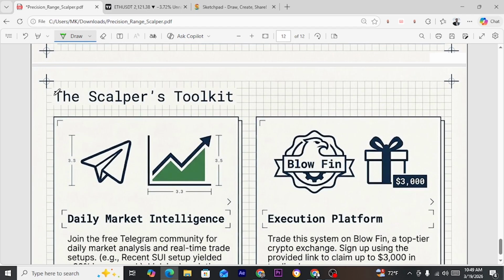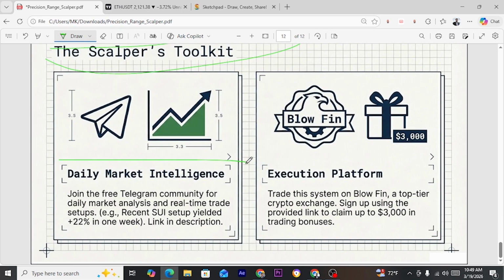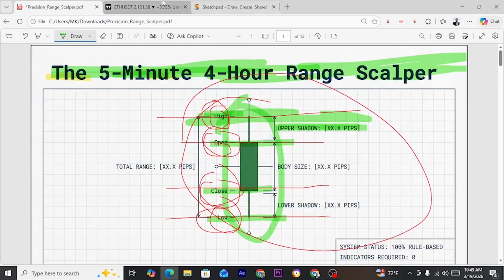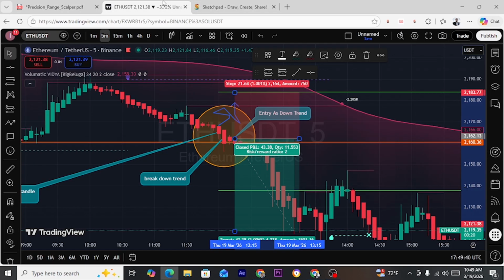So this is the strategy, the scalper toolkit, daily market intelligence and executive platform. So there's nothing more to do, as I already shared the technique. Try this and hope it will bring you success.